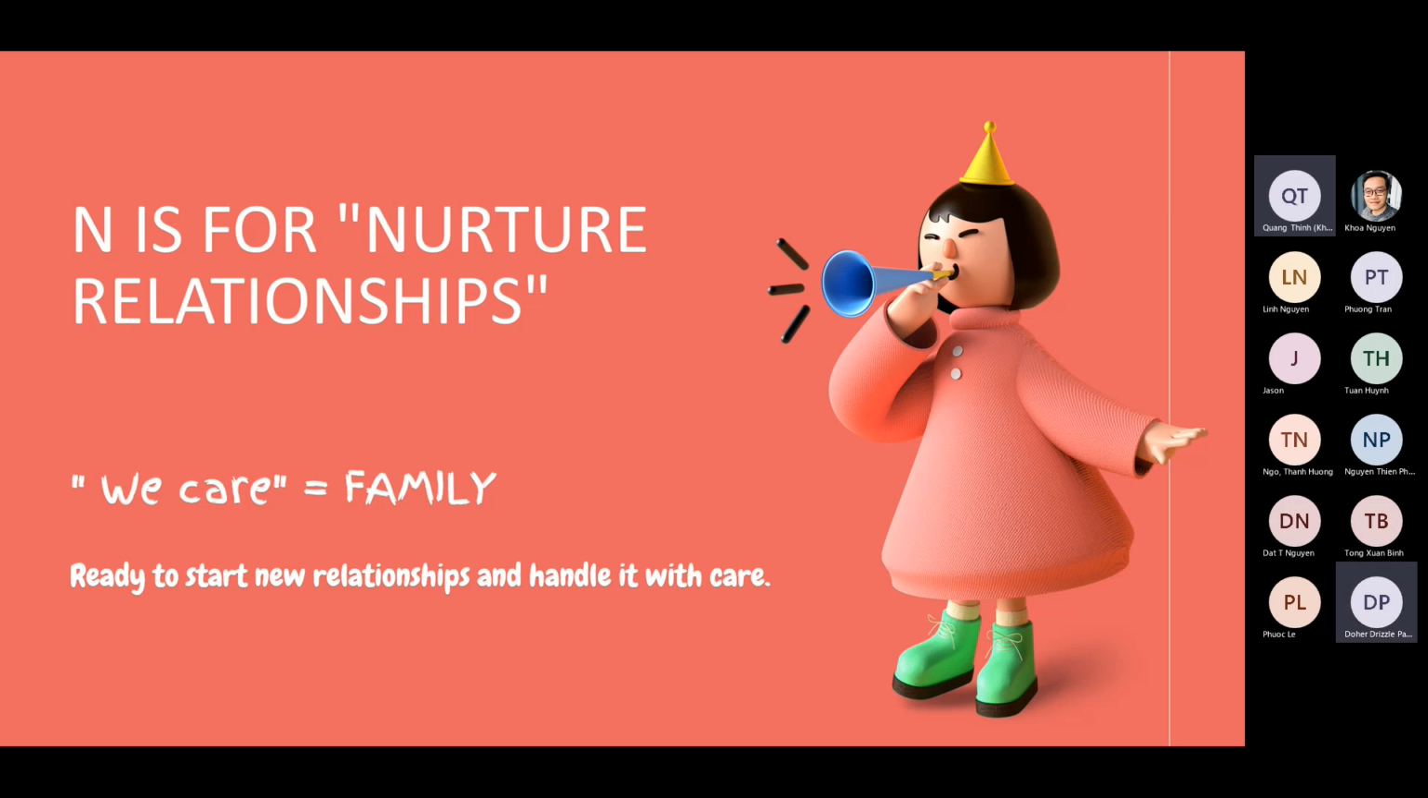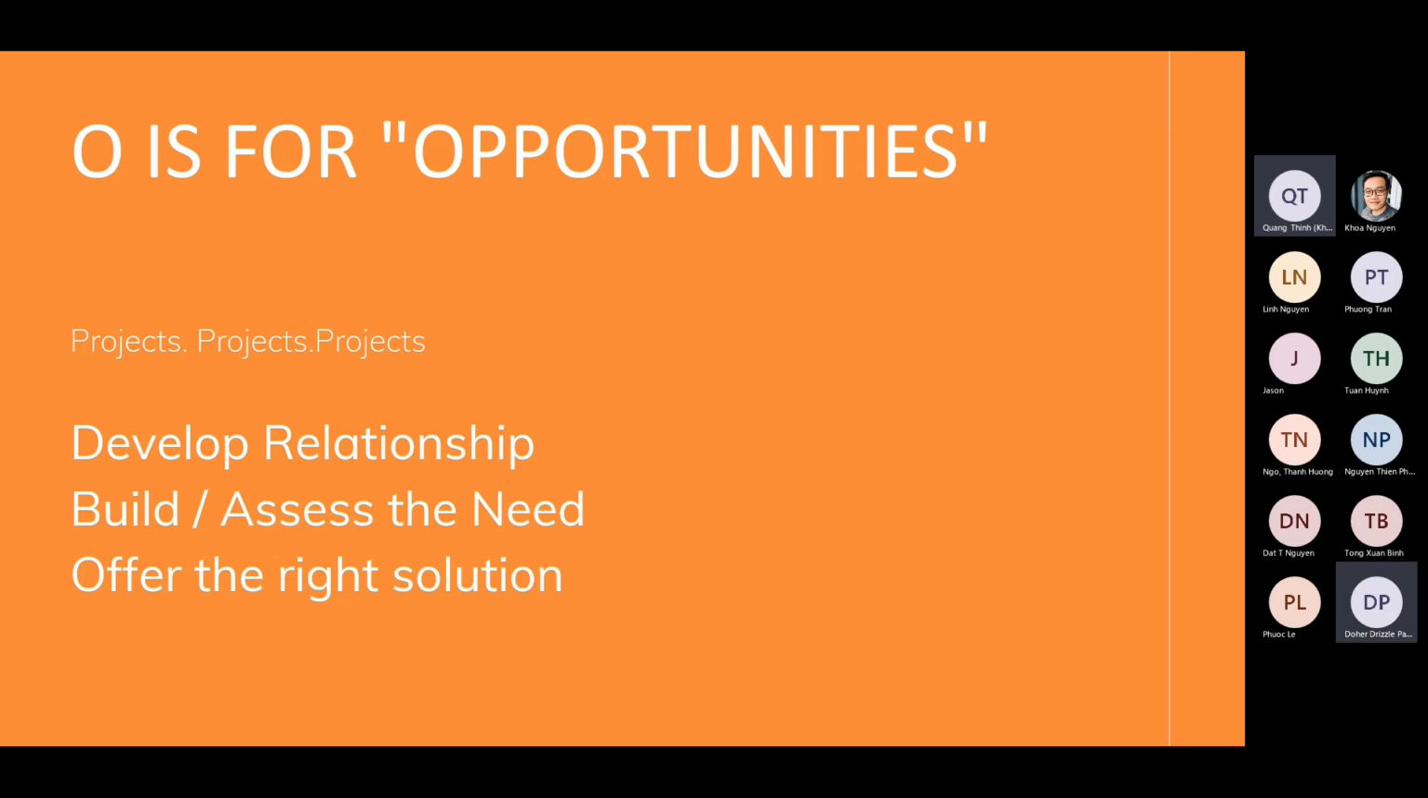N is for nurture relationship. We are just treating each other as family. Treat your customers and even your employees as family members. So you show them that you care. O is for opportunities. If there are ABCs in selling, we also have them in our practice. So develop relationships, build or assess the needs, and offer the right solution.